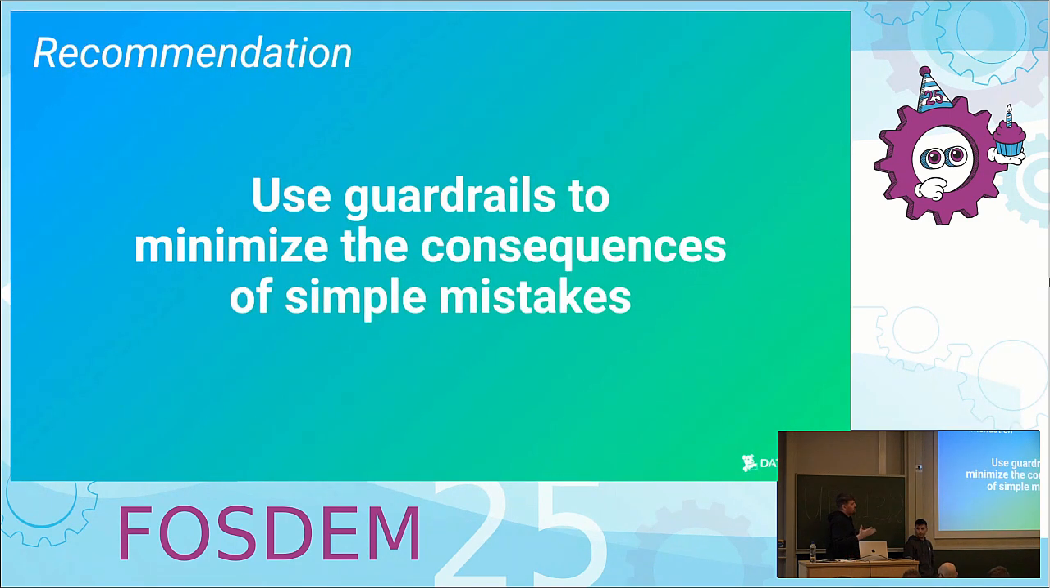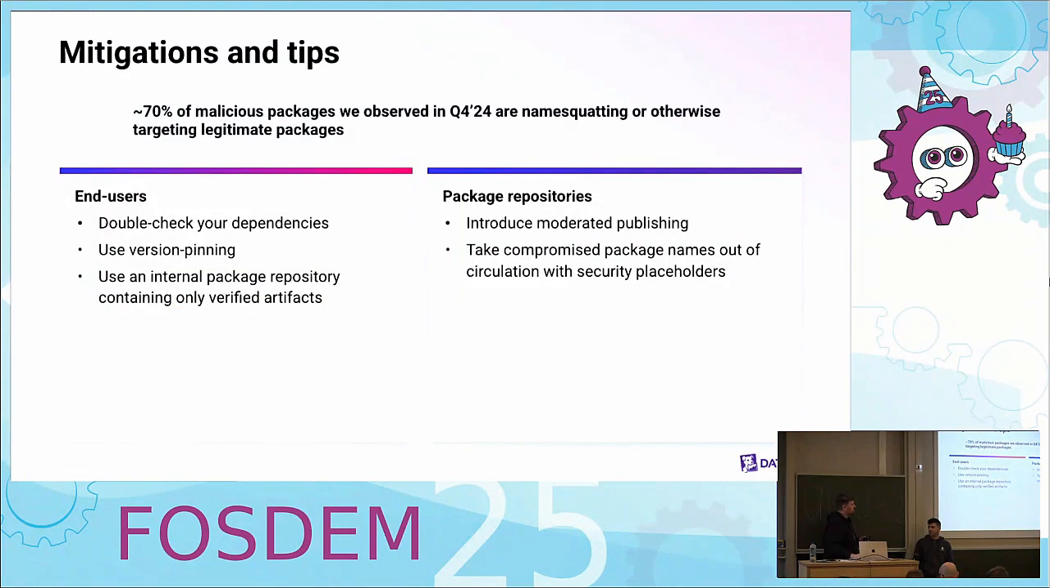And so package takeover is complicated, but the name squatting stuff is very simple to avoid by just doing the simple, obvious checks. So our advice would be to use some simple guardrails to minimize the consequences of simple mistakes like a typo. In our research in Q4, we found that at least 70% of the malicious packages we triaged were using some kind of name squatting or targeting some other package. So if you're an end user of an open source package, just make sure you're spelling everything correctly, the simple obvious solution.